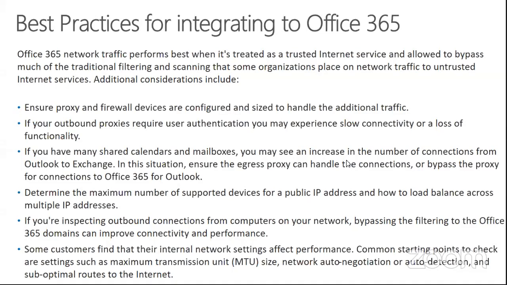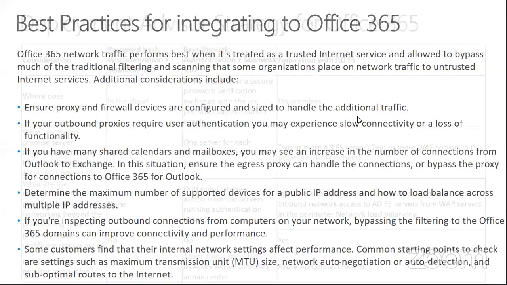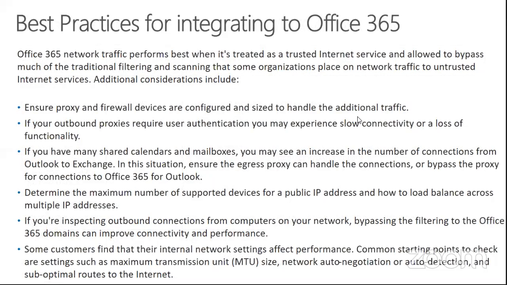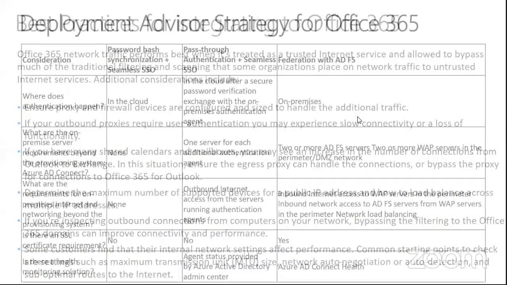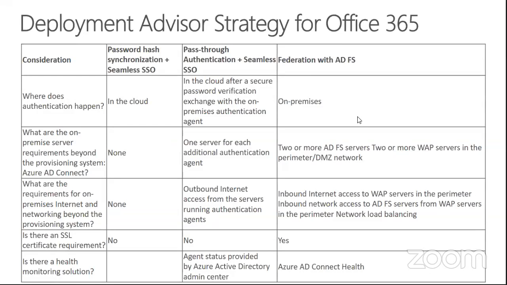And that's why it's important to have your own custom domain in the cloud. Likewise, if you have many shared calendars and mailboxes, you may see an increase in the number of connections from Outlook to Exchange. So in this situation, ensure that the egress proxy can handle the connections or bypass the proxy for connections to Office 365 for Outlook. So these are some of the best practices, but not specifically restricted to these, right? But yes, this more or less covers your major network planning prior to integrating your environment to Office 365.